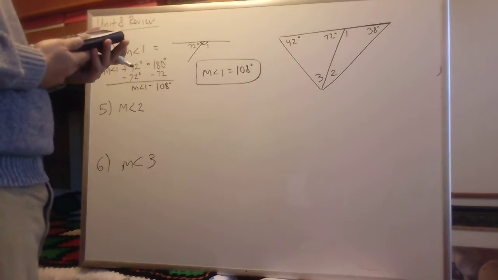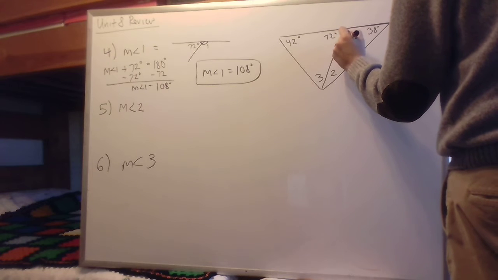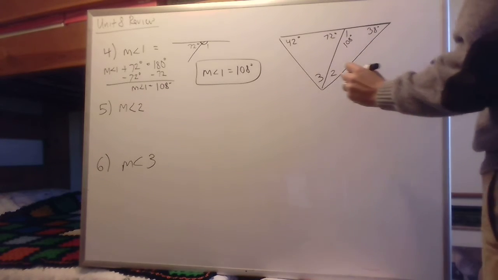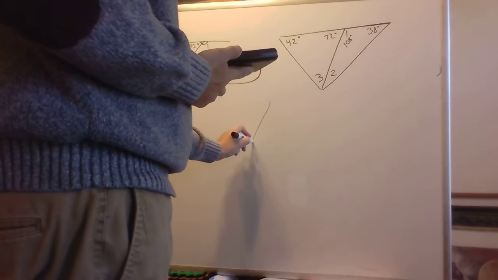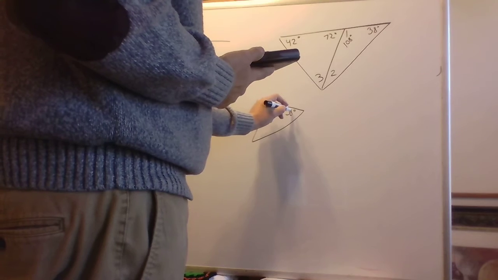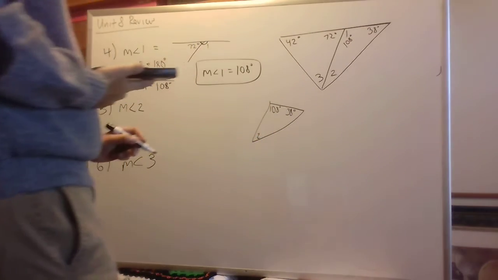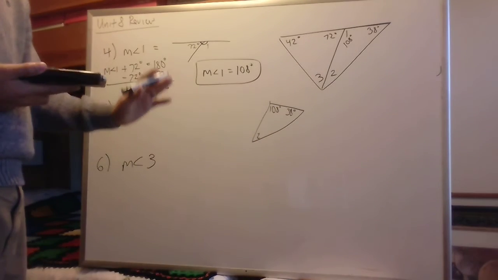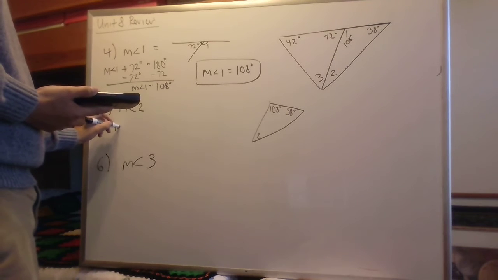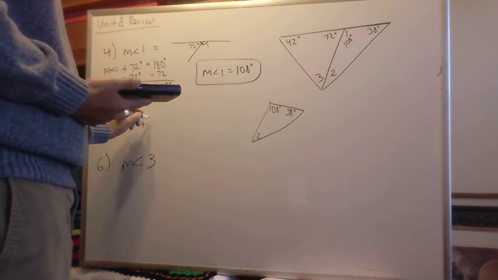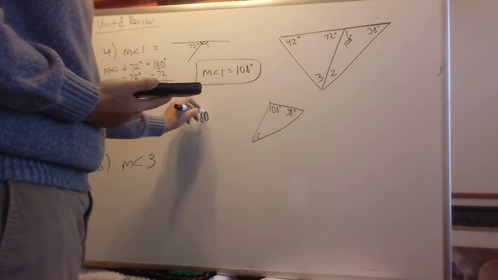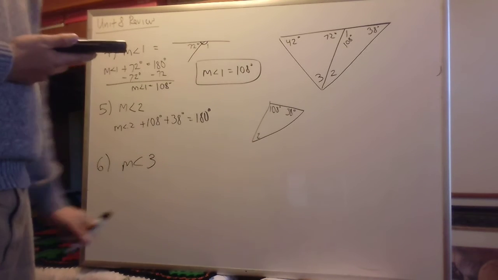All right, so now for angle 2, I'm just going to fill in 108 degrees for the measurement of angle 1. Now when we look at angle 2, we have this triangle right here. I'm going to just draw it over here. We have 108 degrees, 38, and then we have the measurement of angle 2. There's a theorem that we've learned throughout Unit 8 that says when you add all the angles in a triangle together, it equals 180 degrees. So the measurement of angle 2 plus 108 degrees plus 38 degrees equals 180 degrees.